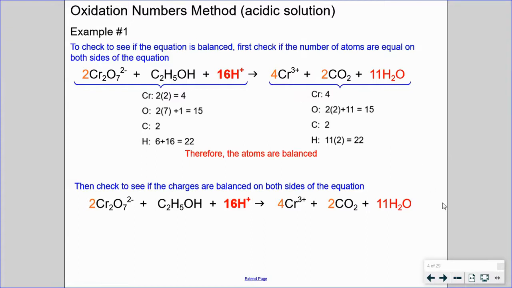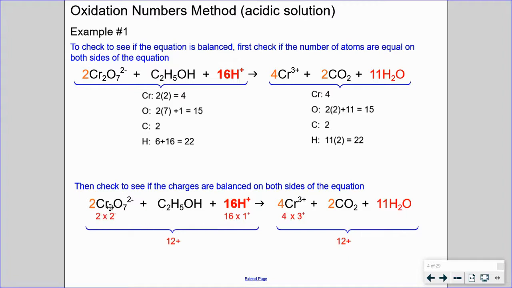So you might be thinking to yourself, well, this is completely made up. We made these numbers up. How's this balanced? Well, the definitive way of checking to see if a redox reaction is balanced is by checking the charges. So you add up the charges on your entities, 2 times 2 minus, which is negative 4, and 16 positives, which is positive 16. That gives you a positive 12. On the right-hand side, we have 4 times 3 plus, which is the 12 plus. Therefore, the charges are balanced and the atoms are balanced. And you did it right.